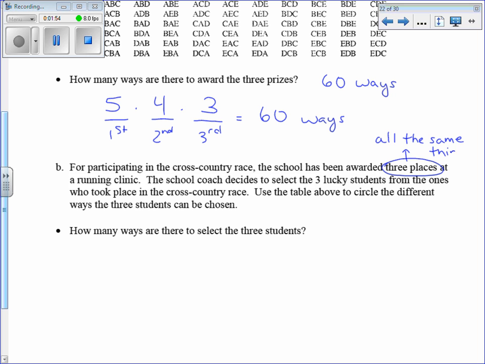So those 3 places are all the same thing. And that means that ABC is the same as CAB is the same as BAC, and so on. So the school coach decides to select the 3 lucky students from the ones who took part in the cross-country race. Use the table above to circle the different ways that 3 students could be chosen.